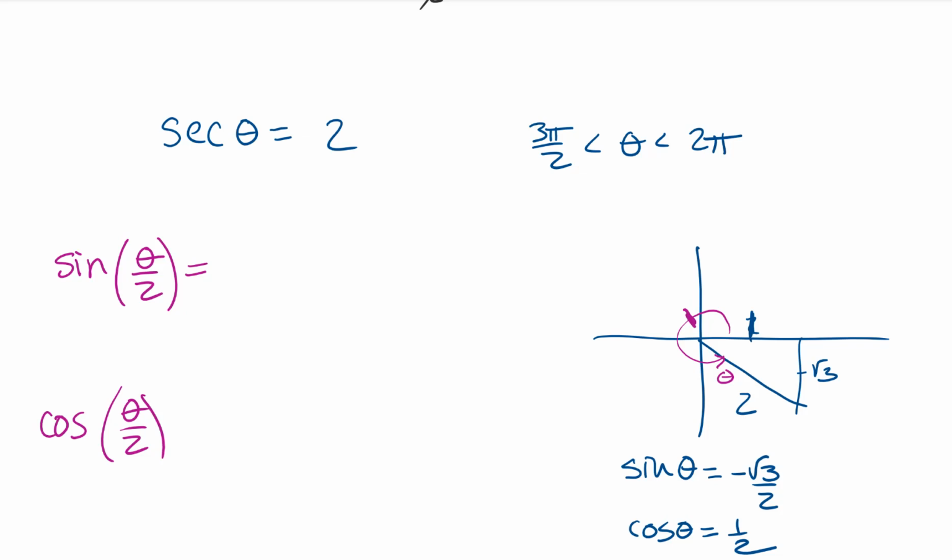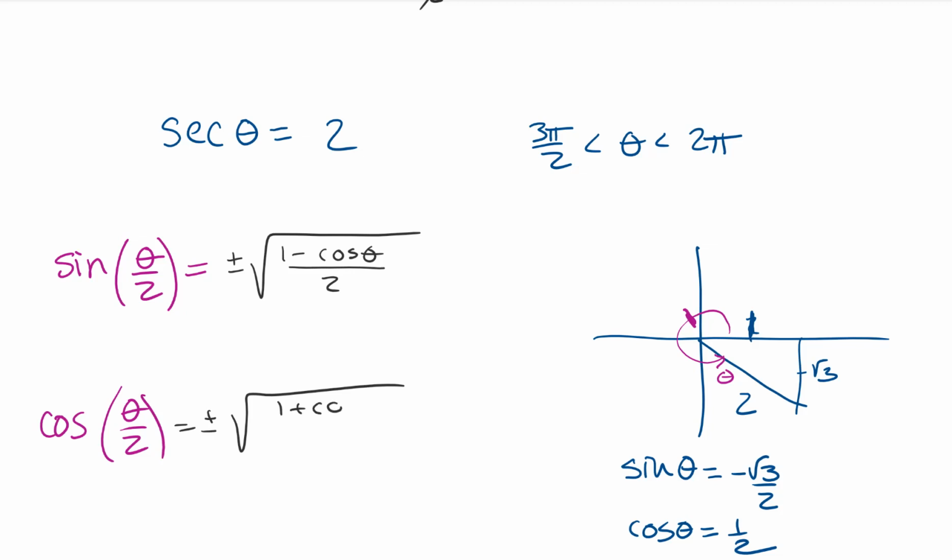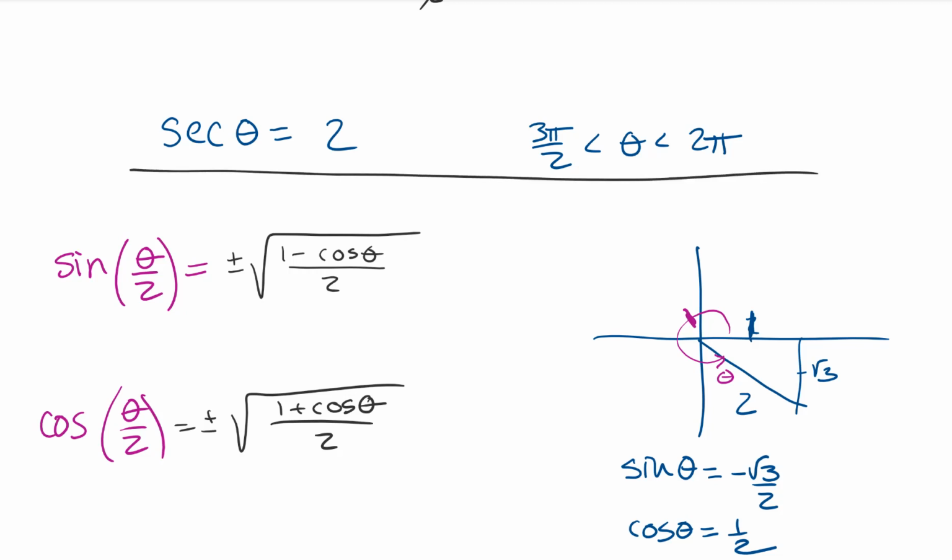Okay. Well, our formula is that sine of theta over 2 is equal to plus or minus the square root of (1 minus cosine of theta) over 2. And cosine of theta over 2 is equal to plus or minus the square root of (1 plus cosine of theta) over 2. Using our same information from above, we could just pop this in. We actually don't really care about the sine value, because when we find our sine half angles and cosine half angles, the only thing inside is cosine of theta. And we know cosine of theta is equal to 1/2.